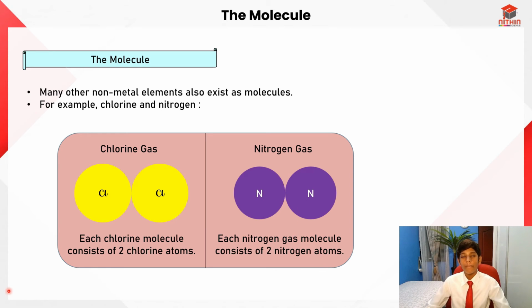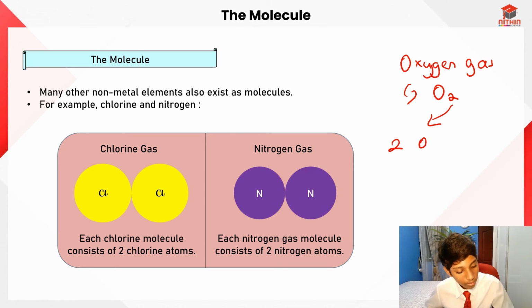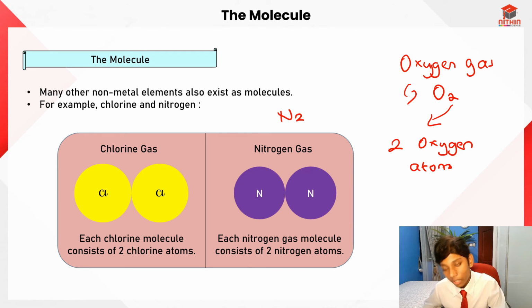And you know oxygen gas, you know how we always write it as O2? Whenever we write oxygen, we always write O2. This is because it actually has 2 oxygen atoms. So when we are writing nitrogen gas, it's actually N2. Writing chlorine gas is actually Cl2. Okay, so I hope you understood what I'm trying to say. Now let's move on.